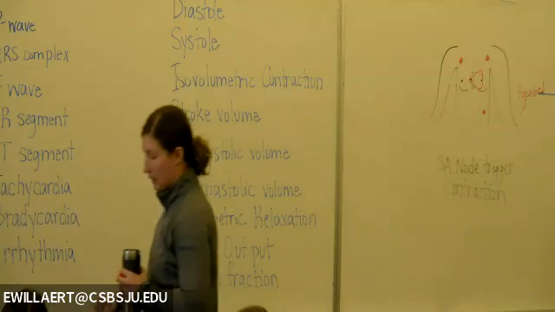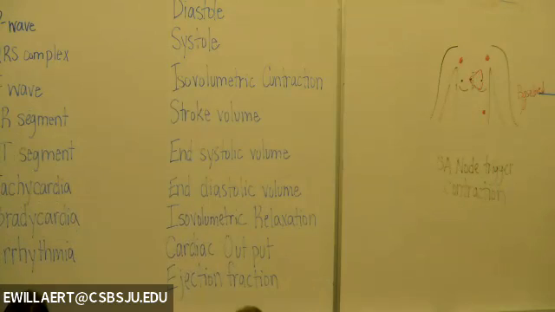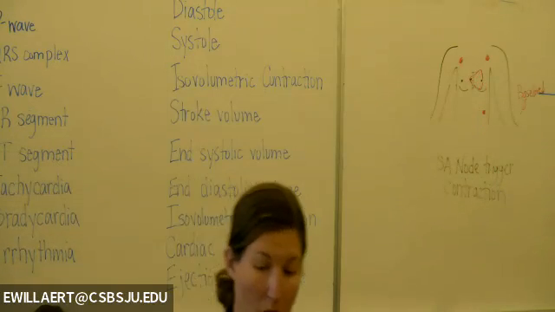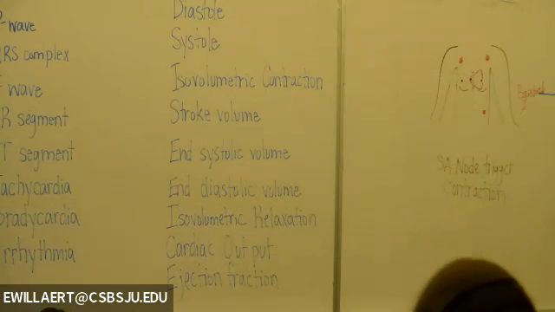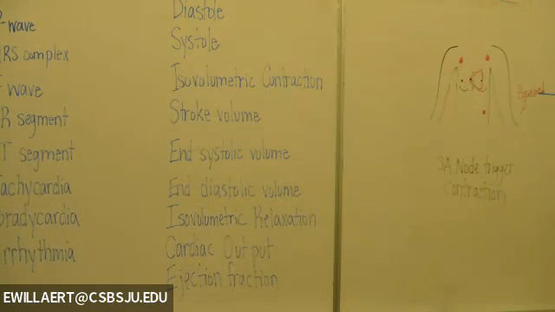So when we talk about the P wave, you should think about atrial contraction. When we talk about the QRS complex, you're going to think about ventricular contraction. And then when we talk about the T wave, you're going to think about ventricular repolarization. So where it's resetting to get back to resting conditions.